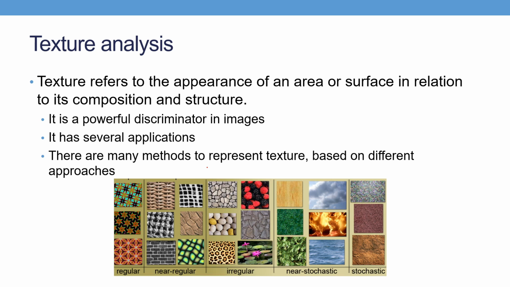So, texture analysis refers to analysis of the features of an area or surface and its relation to how it reflects light, for example. It's a powerful discriminator in images, has several applications, and we have a lot of methods based on different approaches, considering that we have different texture patterns like regular, near regular, irregular, or stochastic.